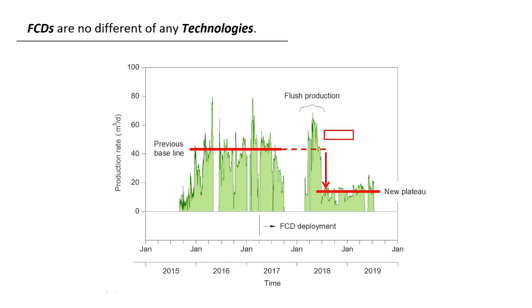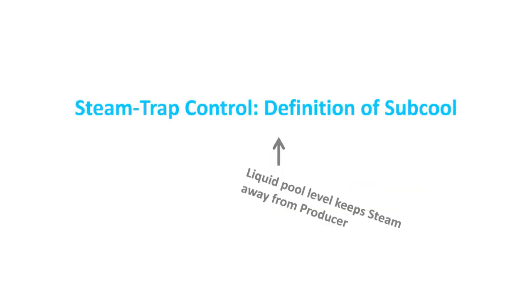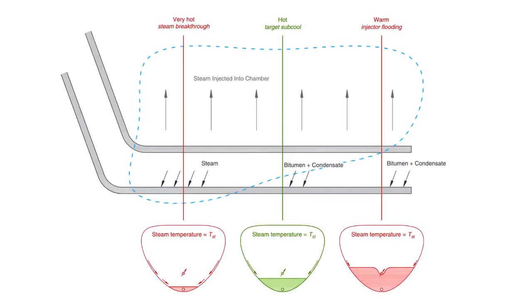FCD design includes the configuration of the FCD and the type of restrictions we put there. All of this, operations and FCD, have to be modeled properly to capture the benefits of the flow control devices. Most current applications and software are really based on the conventional world, and there's a huge difference between conventional and SAGD operation, which relies on steam trap control. That's what most people talk about as subcool.